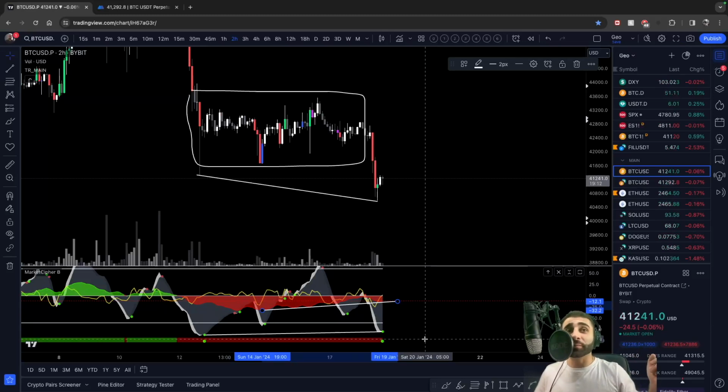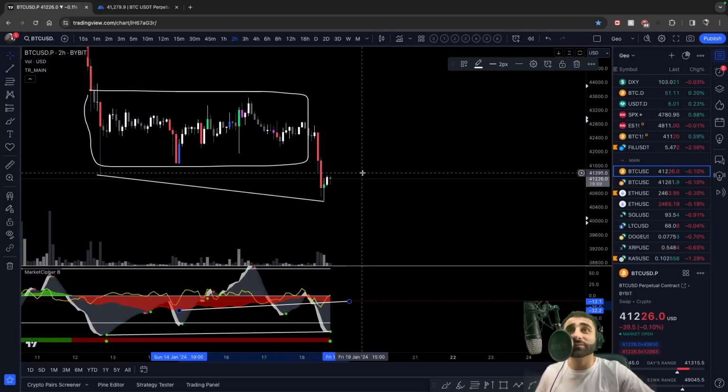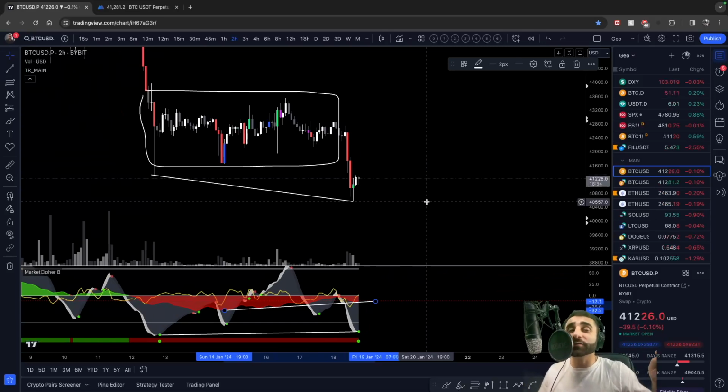So now, should we be favoring longs or should we be favoring shorts? We should be favoring longs. 100%, because we have our money flow divergence and we have our momentum wave divergences and we have these vector candles. If you don't know what they are, go watch my previous videos. So it is as simple as following the money, guys.